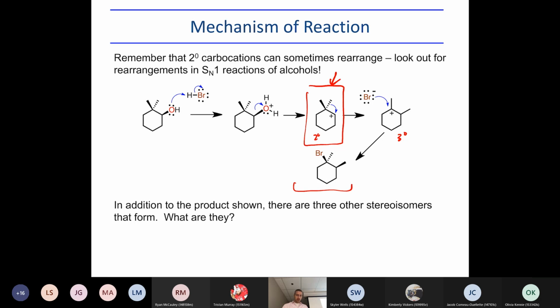So this one is a chiral molecule. It'll have an enantiomer. Or the bromine could have also attacked from the other side. You could have had this plus an enantiomer. So this reaction can produce 4 different possible products.